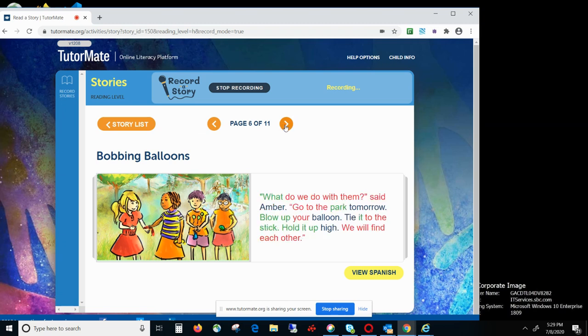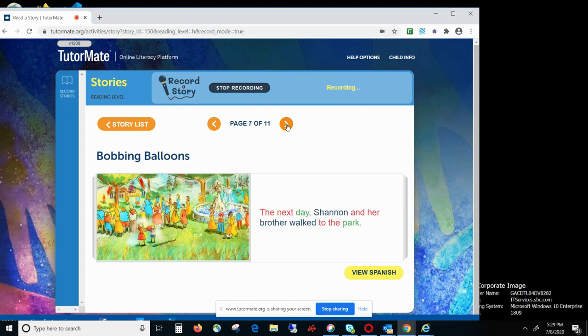What do we do with them? said Amber. Go to the park tomorrow, blow up your balloon, tie it to the stick, hold it up high. We will find each other.